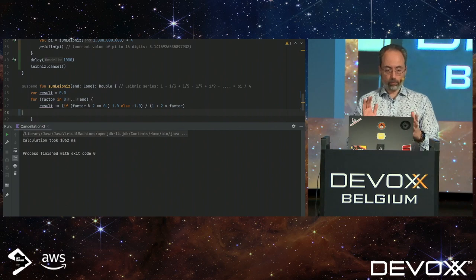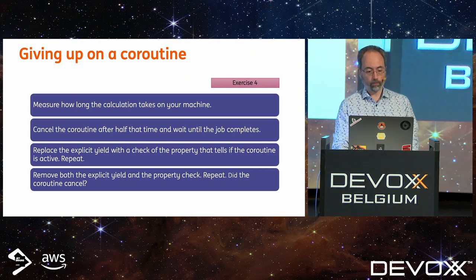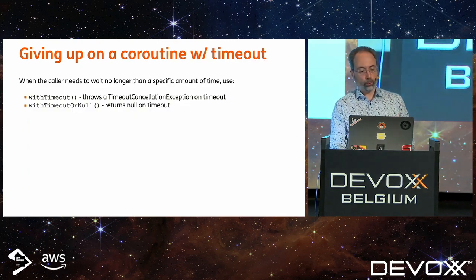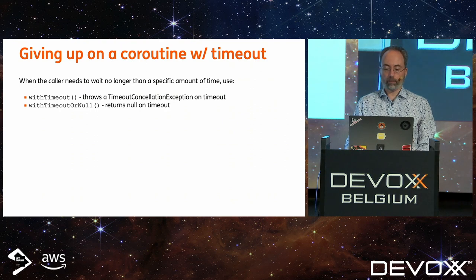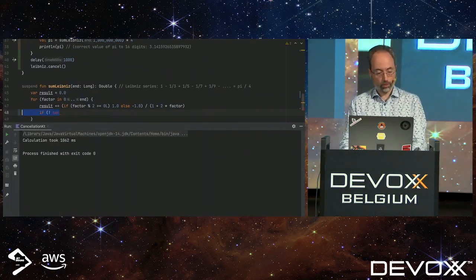Now, we still have quite a lot to go through. The next example that we can take a look at, still in the context of cancellations, is the with timeout construct. Let's just put this back in, okay.